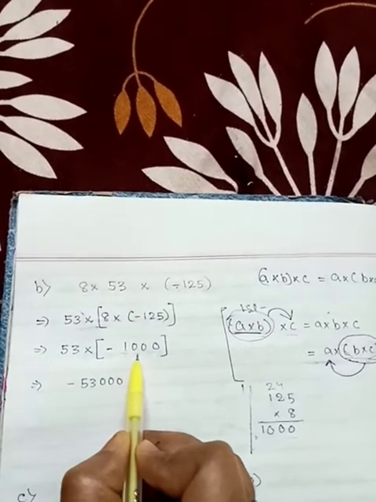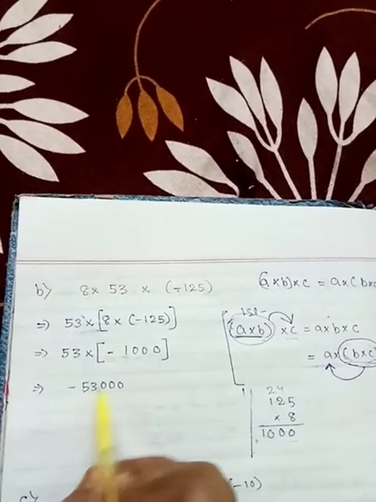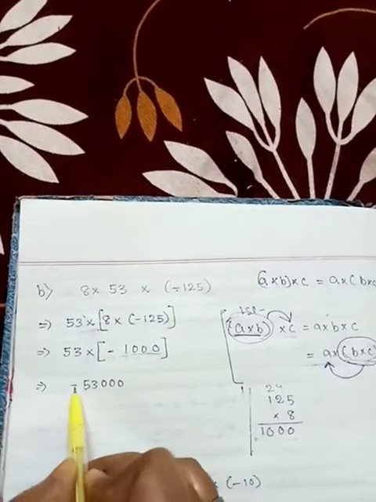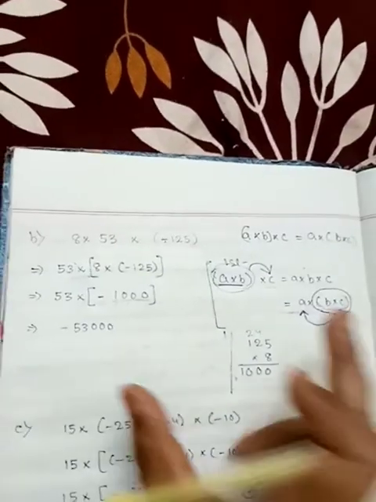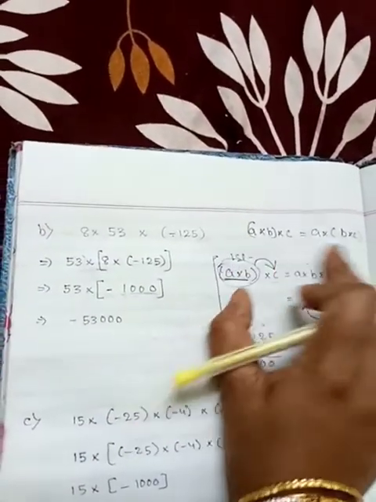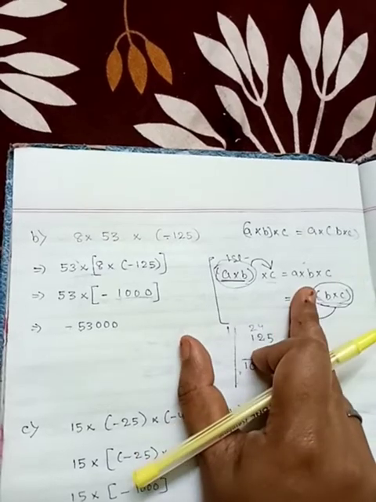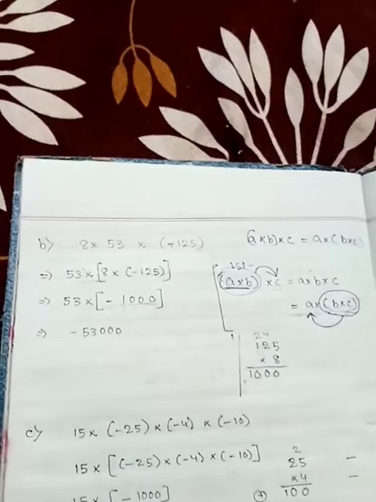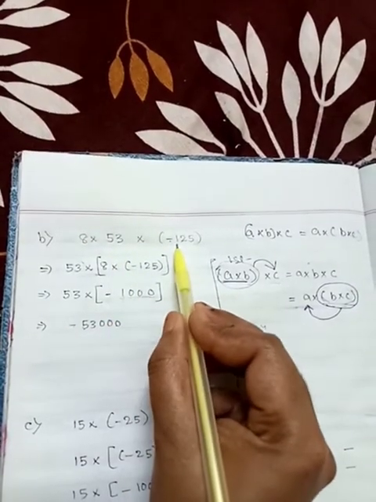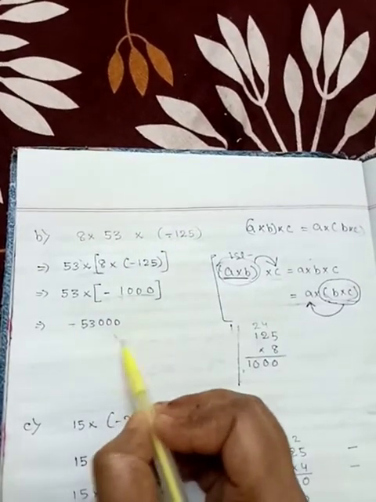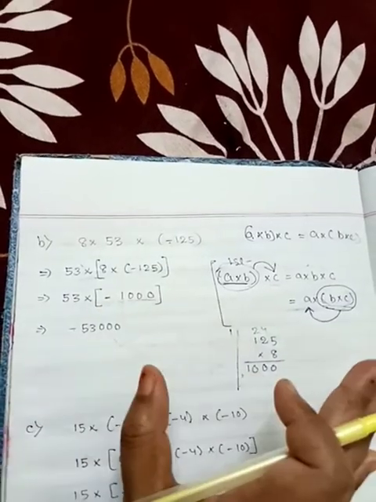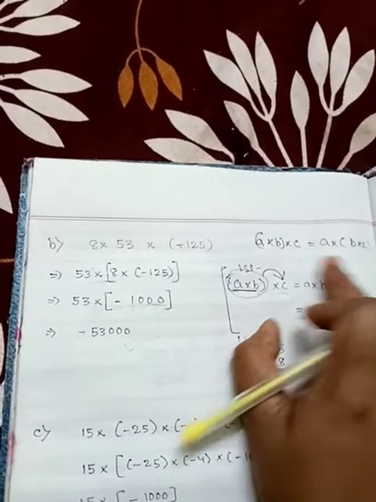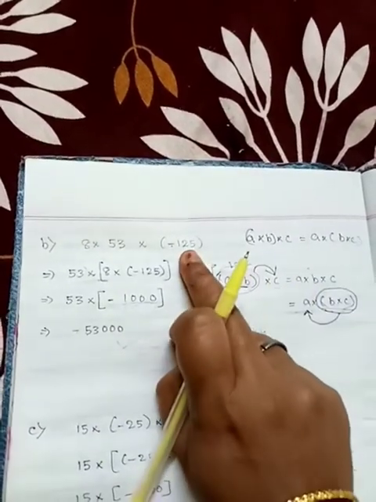53 into 1000, so easy. 53, these 3 zeros, 0 0 0, and we just put this minus minus. Understood? Using these properties, the commutative, associative, and distributive properties help us to solve the problem in an easier way, and we get the accurate answer. You'll not face any problem while solving these types of questions. So these properties are so useful to solve this question in a beneficial way.